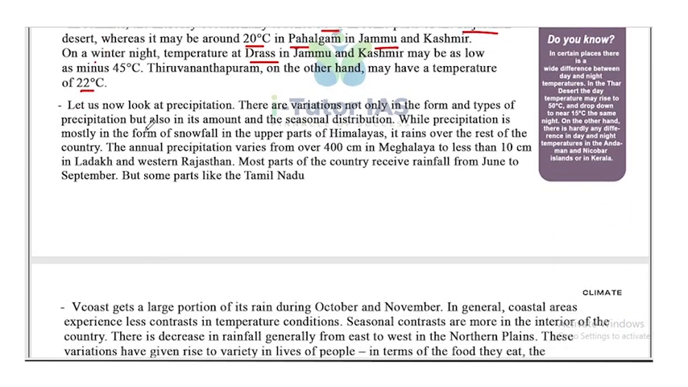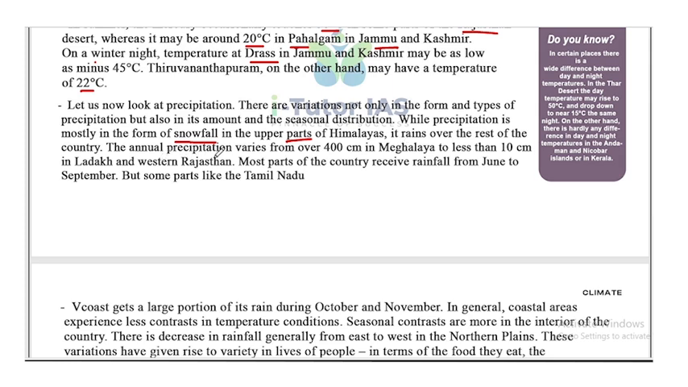Now, let's look at precipitation. There are variations not only in the form and types of precipitation, but also in its amount and seasonal distribution. While precipitation is mostly in the form of snowfall in the upper parts of the Himalayas, it rains over the rest of the country.